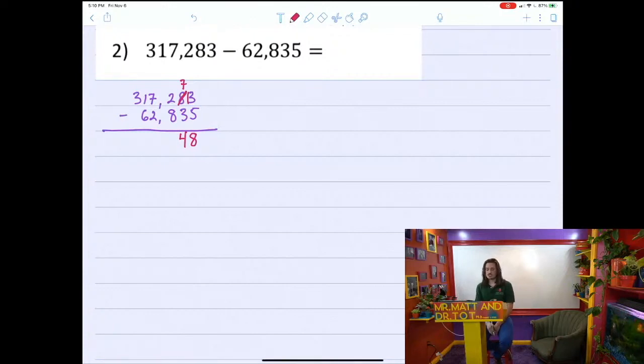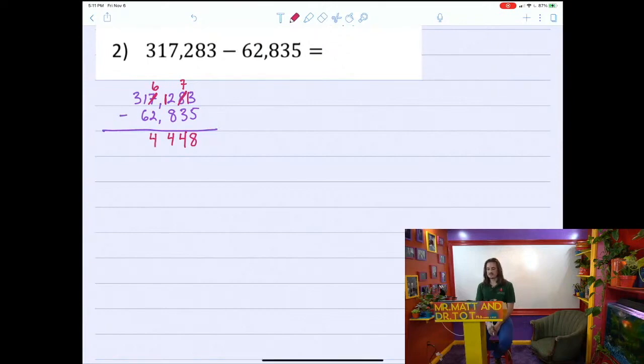However, in the hundreds digits, we have 2 minus 8. 2 is smaller than 8, so we're going to have to regroup here from the thousands. The 7 in the thousands place is going to turn into a 6, making that 2 into a 12. 12 minus 8 is 4. Now moving on to the thousands, we have 6 minus 2, which is 4.